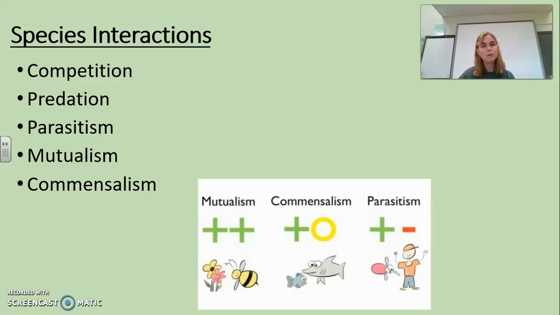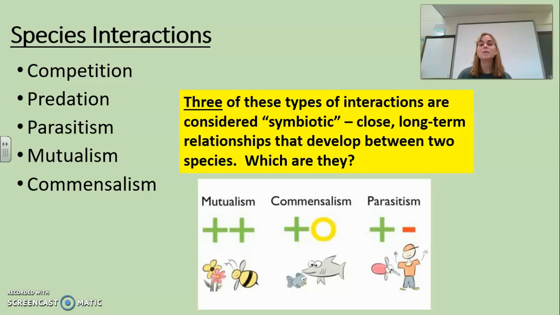And I'm sure you've heard most, if not all, of these before. Three of these are considered symbiotic, which are close long-term relationships that develop between two species. Which are they? Well, I meant for this bottom window to pop up later, but they are already there. So this is what they are: mutualism, commensalism, and parasitism. So on your notes you have a little table, and the pluses and minuses and zeros indicate in these interactions, do species benefit, do they suffer, or are they not affected?